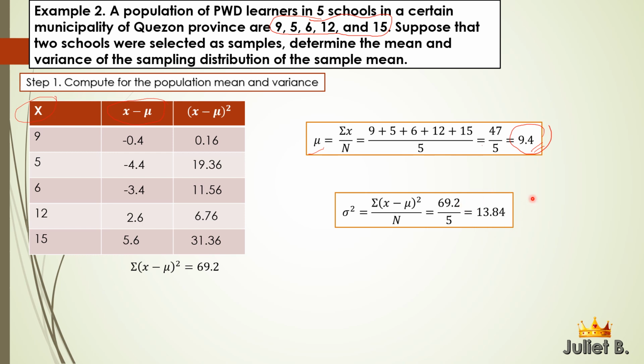We get this for comparison with the mean and variance of the sampling distribution. So, we are done with the population mean and population variance. Let us now proceed to finding the mean and variance of the sampling distribution of the sample mean.